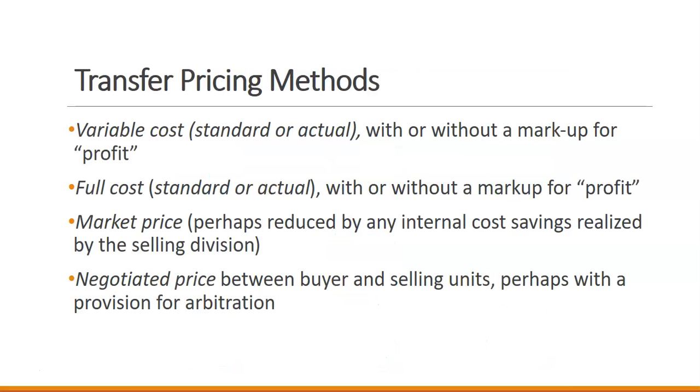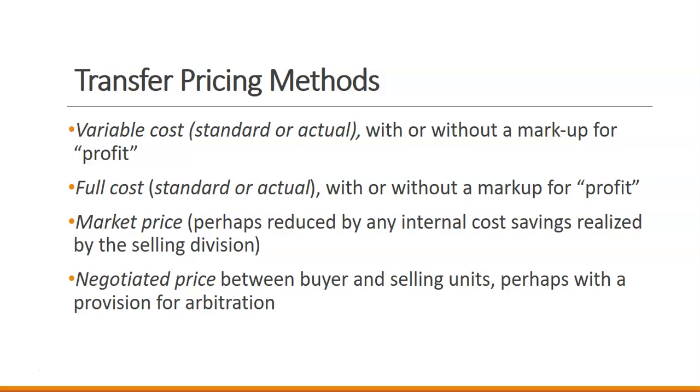We have 4 different pricing models for transfer pricing. The first is the variable cost model, where we take the standard or actual variable cost with or without markup for a profit, and that is the transfer price. So if the variable cost is $20, the transfer price is either going to be $20 or we'll have a small markup so that the manager shows a profit.